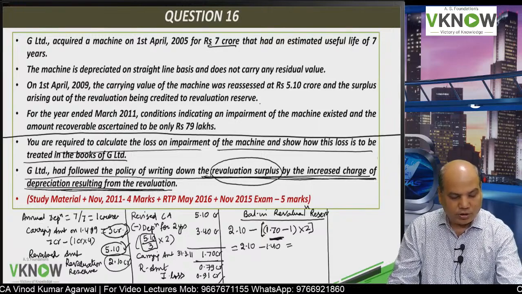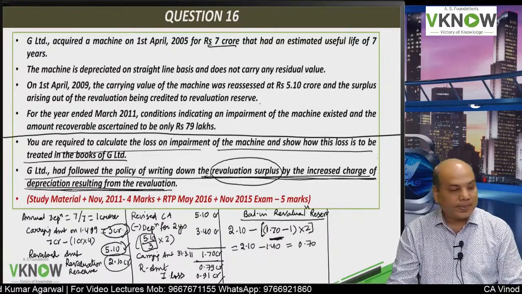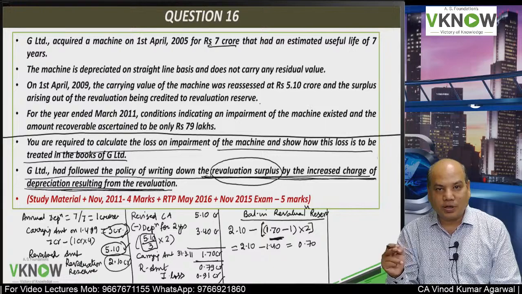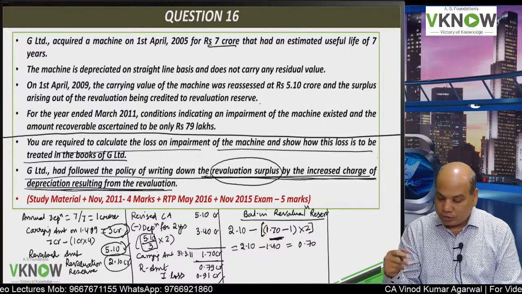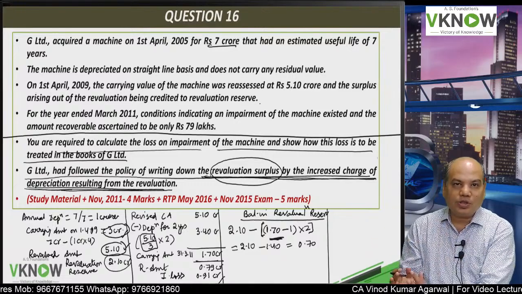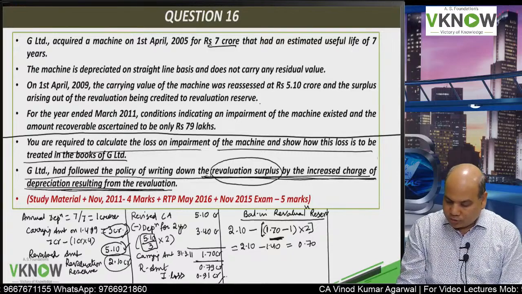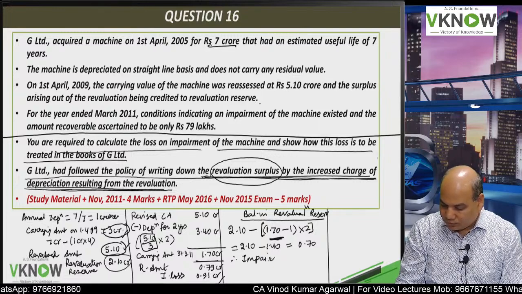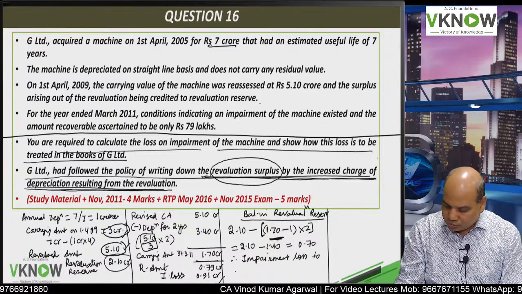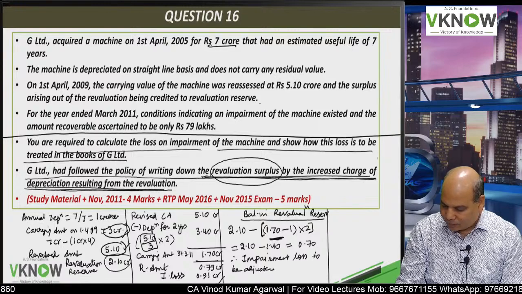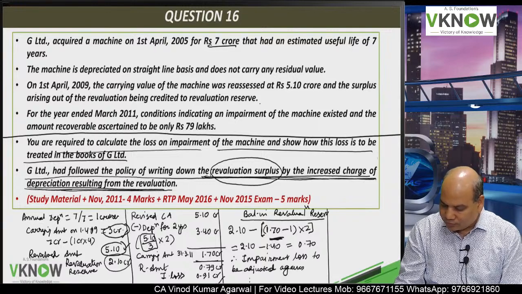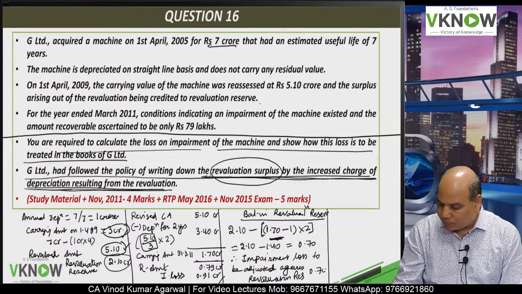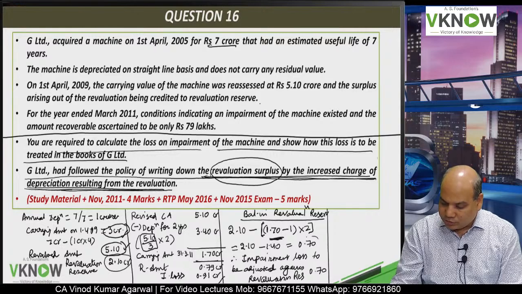Now the balance in revaluation reserve is only 0.70. Excess depreciation of 70 lakh per year into 2, 1.4 crore, is debited to revaluation reserve and credited to general reserve. And what is my impairment loss? 0.91. Therefore, the impairment loss to be adjusted against revaluation reserve will be only 0.70, because the balance is only 0.70.